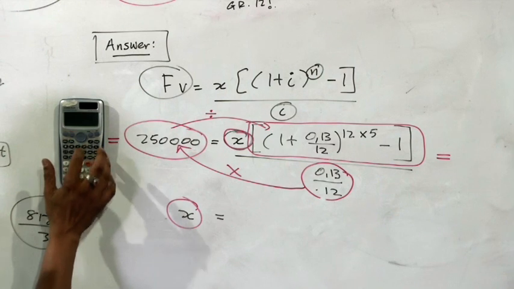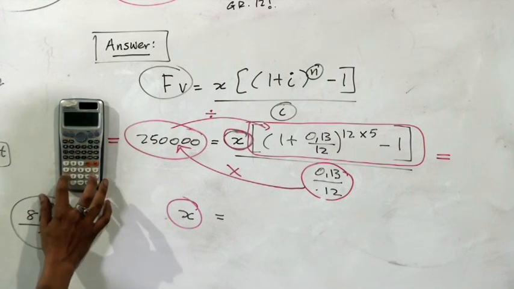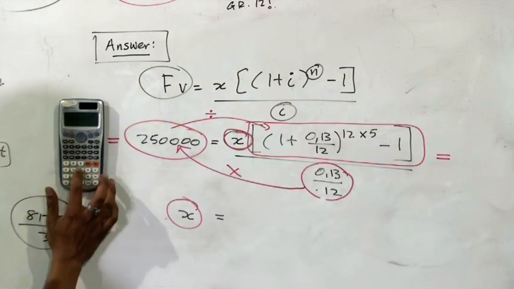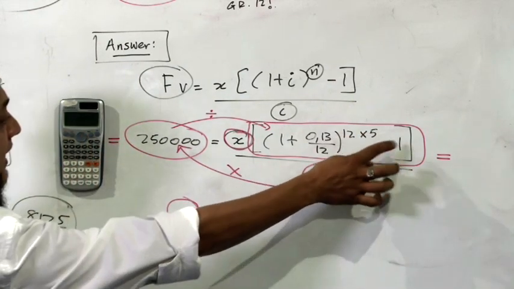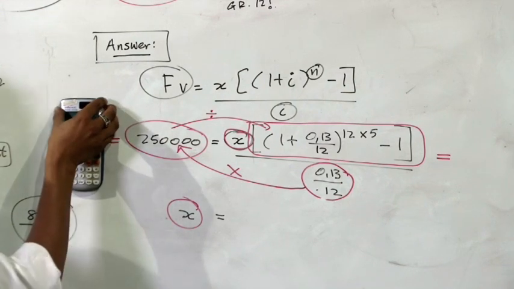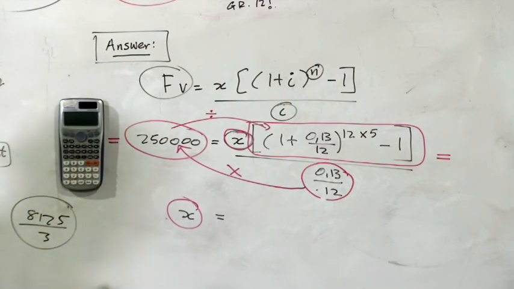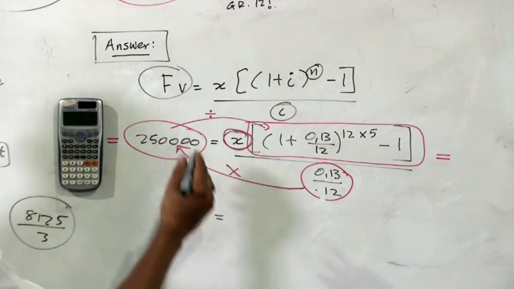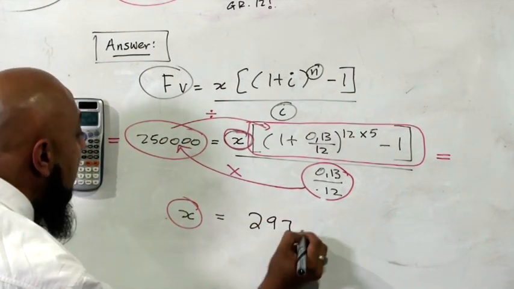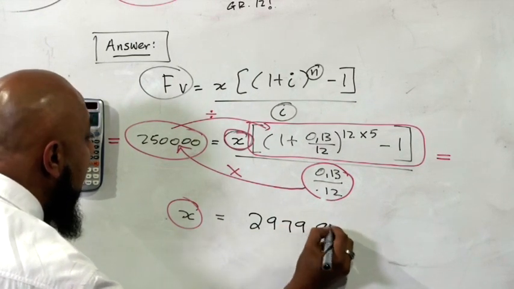To the power 12 times 5. We can say 12 times 5, or you can just say 60 one time. We know 12 times 5 is 60. Come down, minus 1, close brackets. Let's just put that up, and there we go. We say equals, and we get the amount that you will be paying: 2979,93.